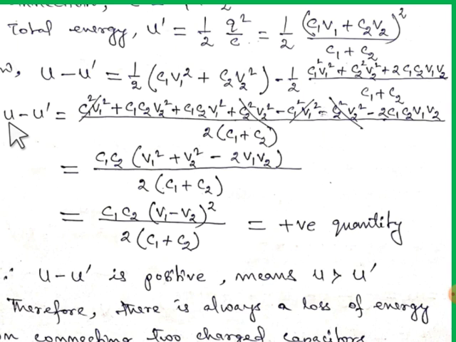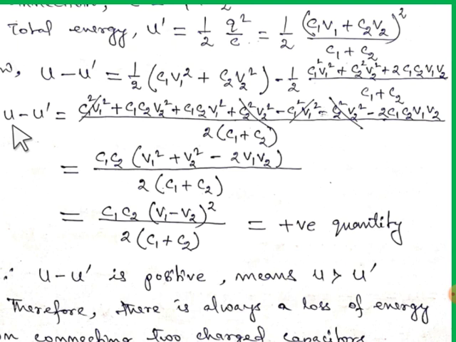That means the total energy before connection, that is before sharing of charge, is greater than the total energy after sharing of charge. So that means while sharing, some energy has been lost, not charge. Charge cannot be lost; charge cannot be decreased. Charge will remain constant. I have to say that some energy has been lost.